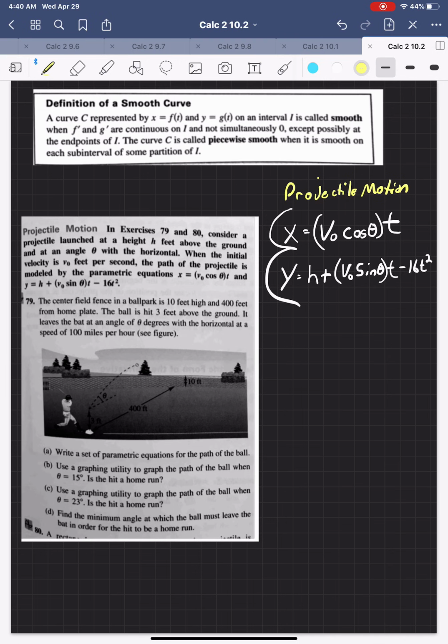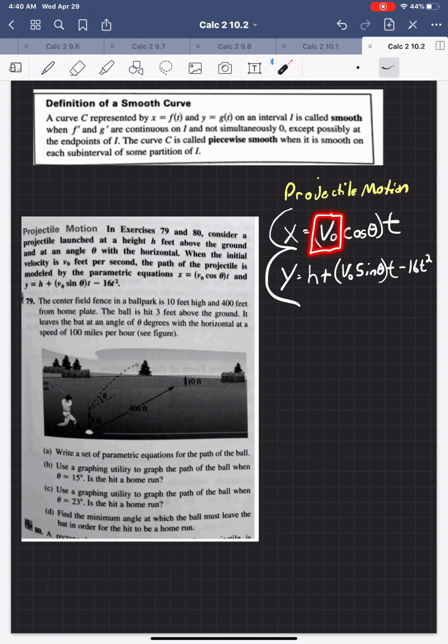Okay, so what is this? This is the parametric description of projectile motion. So for the horizontal distance, I'll read the problem in just a second. You have v sub 0, which is your initial velocity. In this case, we're hitting a baseball.